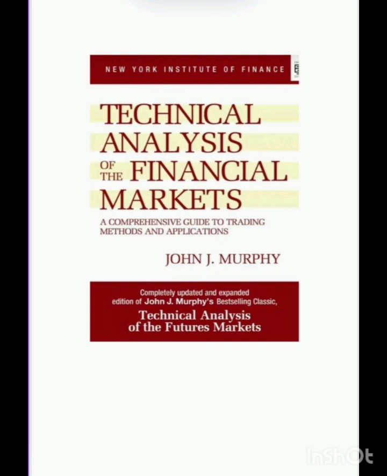Here's a summary of Chapter 13 from Technical Analysis of the Financial Markets by John J. Murphy. Chapter 13: Oscillators and Contrary Opinion. Welcome to Chapter 13. In this chapter, we'll learn about oscillators, one of the most useful tools for identifying overbought and oversold market conditions. What are oscillators?